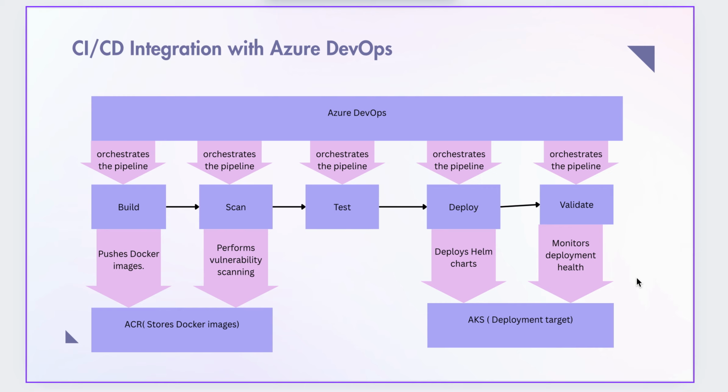In the test stage, we ran unit and integration tests for GraphQL and gRPC APIs to catch issues early. The deploy stage uses Helm charts to roll out updates to AKS, pulling secure secrets from Key Vault for configuration. Finally, the validate stage runs smoke tests to confirm application health, monitored via Grafana dashboards.